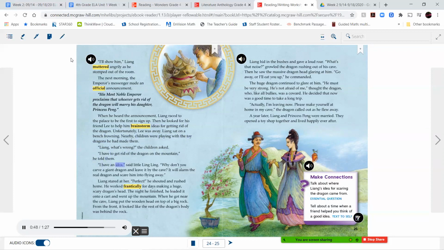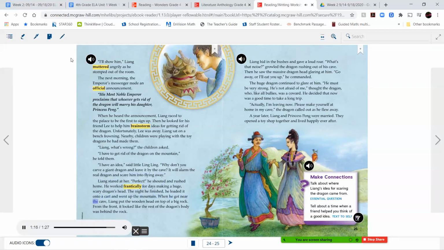"I have an idea," said little Ling Ling. "Why don't you carve a giant dragon and leave it by the cave? It will alarm the real dragon and scare him into flying away." Liang stared at her. "Perfect," he shouted and rushed home. He worked frantically for days, making a huge, scary dragon's head. The night he finished, he loaded it onto a cart and went up the mountain.